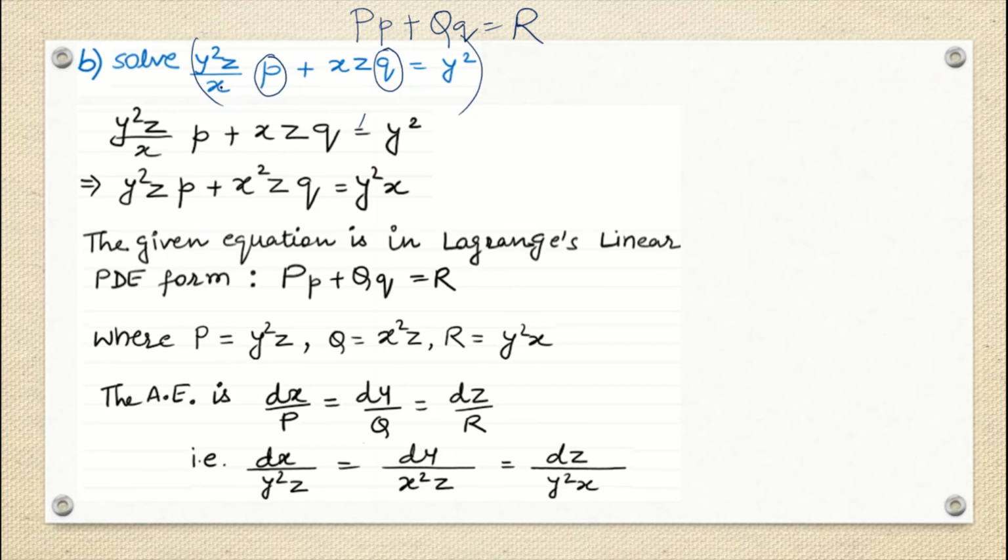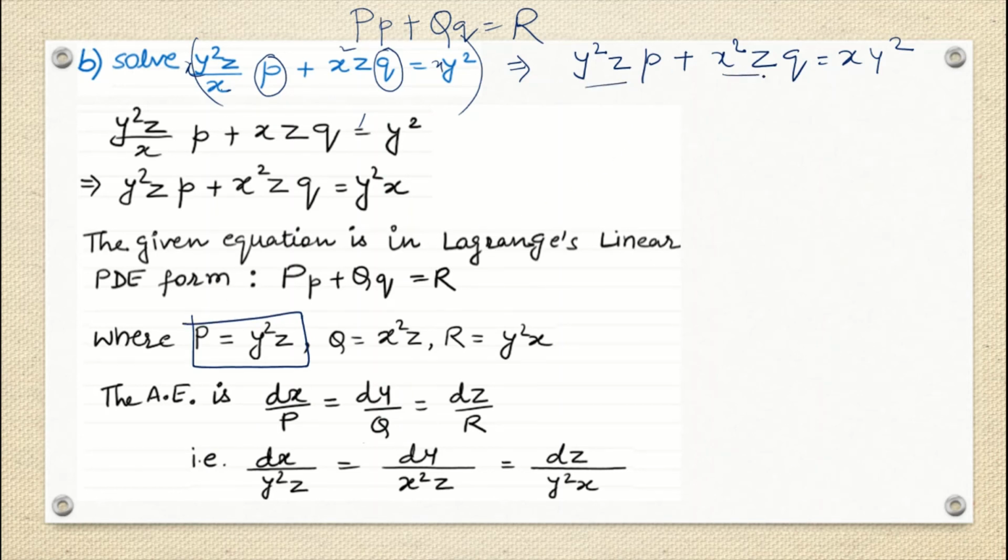Before that we can see that the first term actually contains z in my denominator. So I'm just simplifying it. I'm multiplying each and every term with x. If I'm multiplying each and every term with x, the denominator of the first term will go. So my first term will become y square z p, second term will become x square z q, third term will become x y square. Fine. Now I can write down what is my capital P. Capital P is y square z, capital Q is your x square z, and capital R is your y square x.